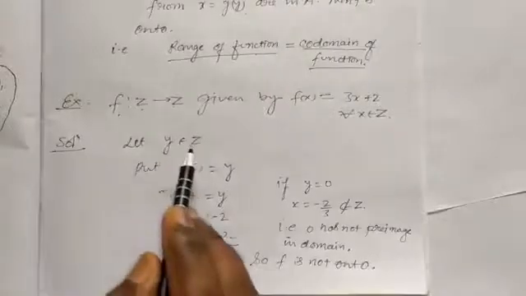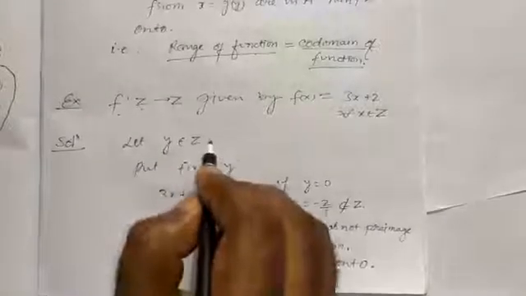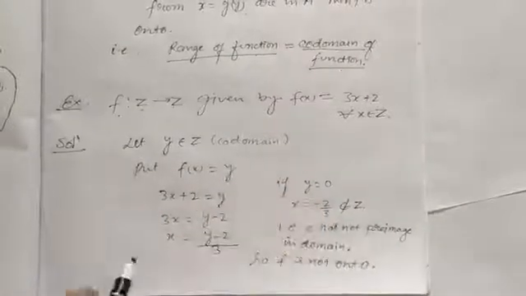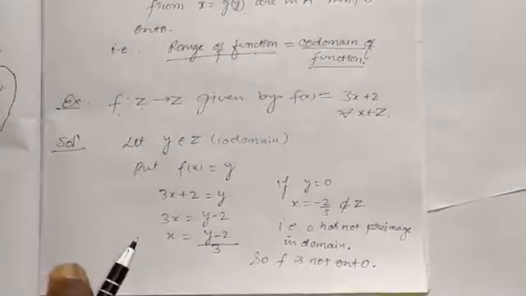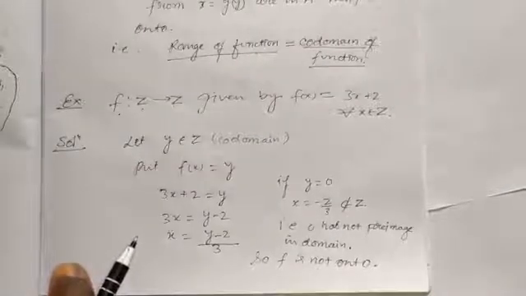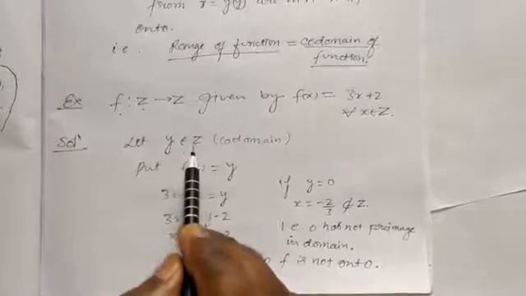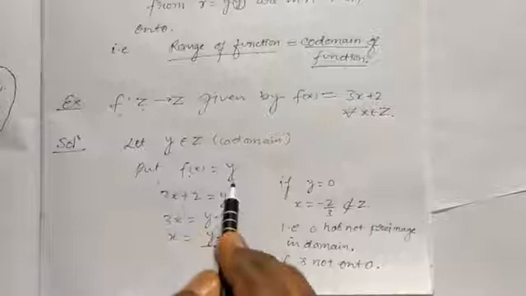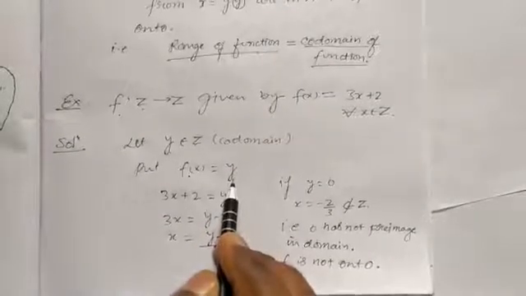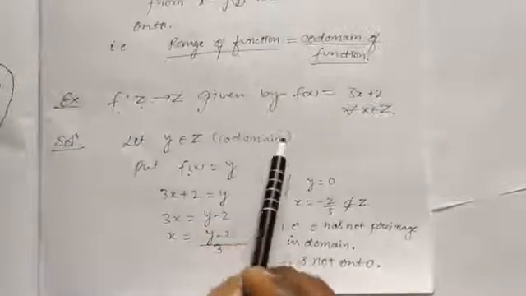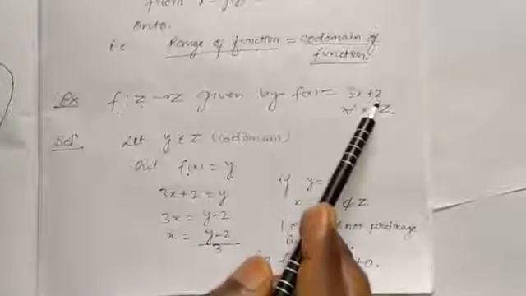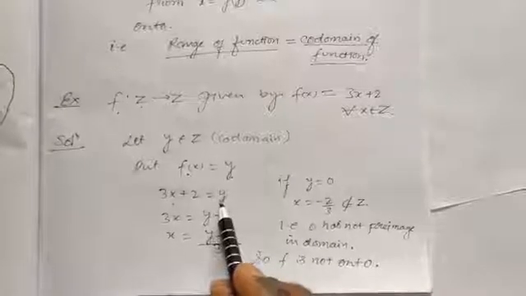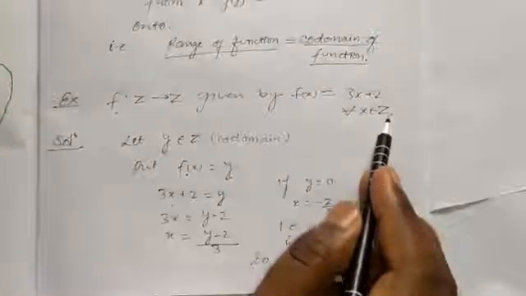Let y belong to Z. This Z is the codomain, because the first step was to consider one element y which belongs to the codomain set. Put f(x) equals y. This was the second step. The value of f(x) in this question is 3x plus 2. Now substitute: 3x plus 2 equals y, where x belongs to Z.